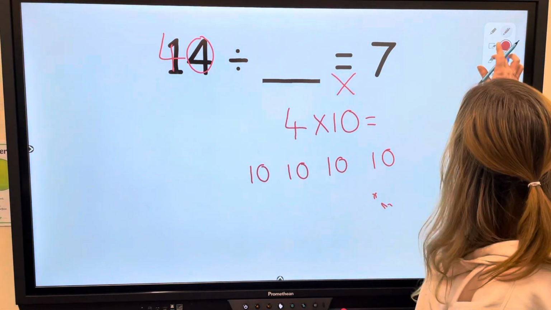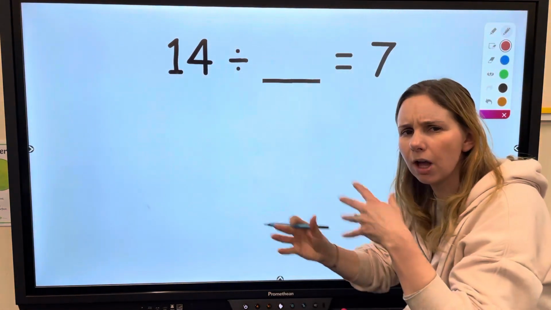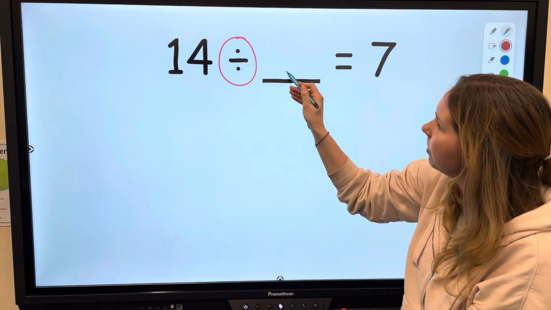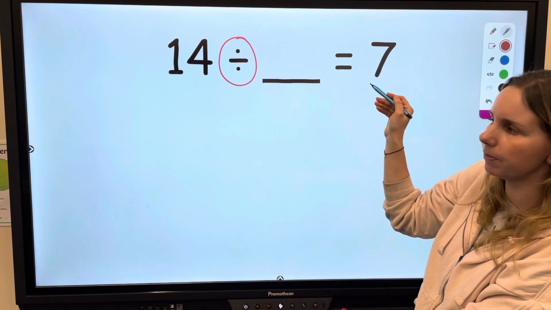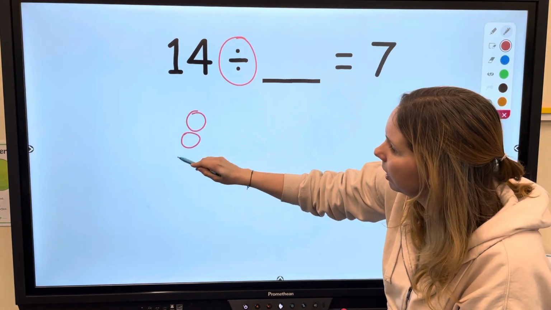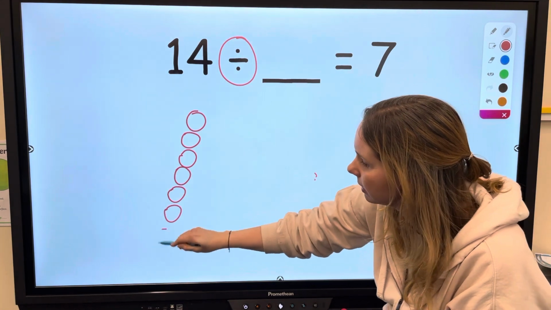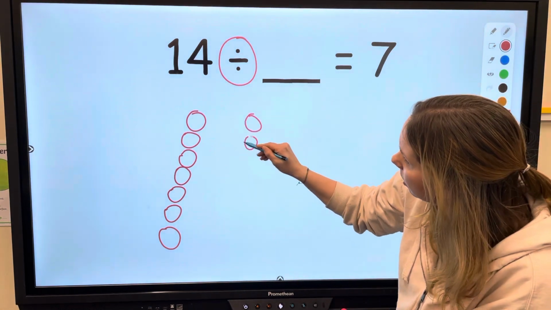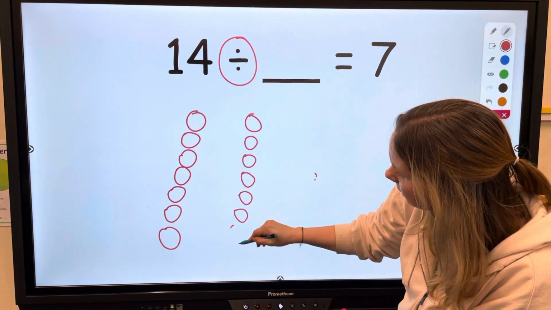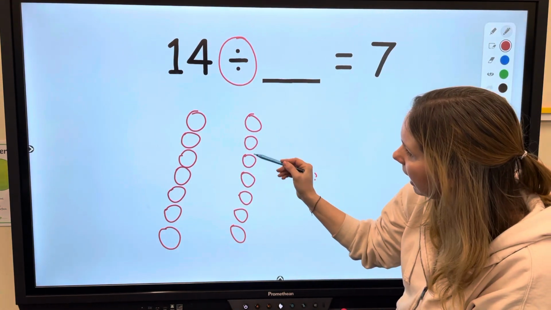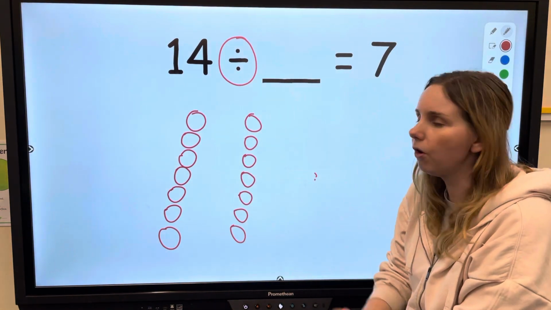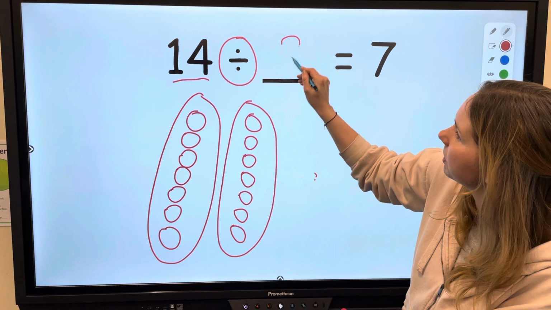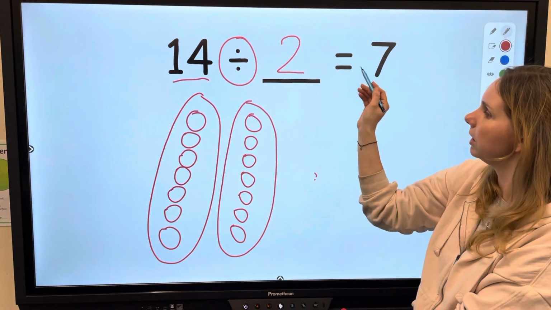So another one. I want you to do a few of these today just so we're a little bit more confident, okay? 14 divided, shared into how many groups equals 7 in a group? 7 in a group, 1, 2, 3, 4, 5, 6, 7. That's not giving me 14. I'm going to put another 7 in a group. 1, 2, 3, 4, 5, 6, 7. So I know I've got 7, 8, 9, 10, 11, 12, 13, 14. I've got my starting number 14. I have 2 groups. 14 shared into 2 equals 7.